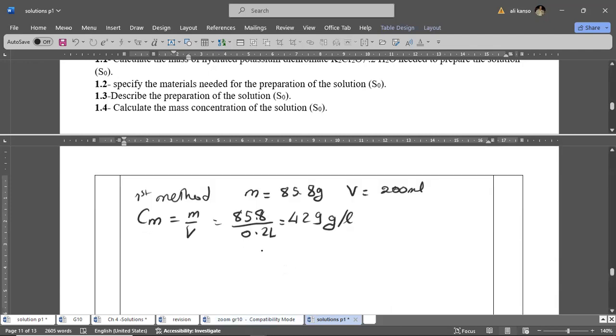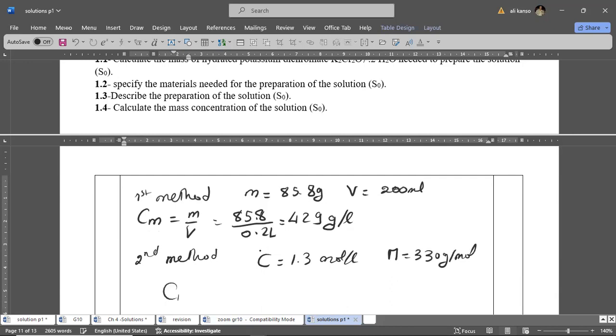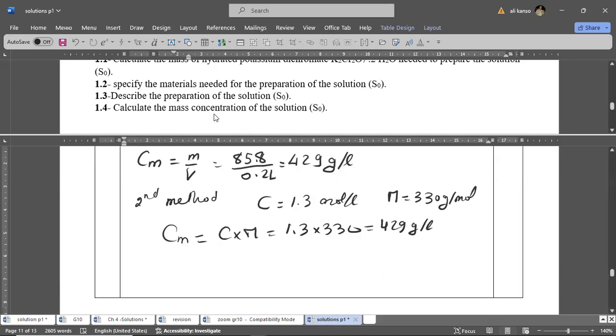Second method: you have the concentration, which is 1.3 mole per liter, and the molar mass, which is 330 grams per mole. C mass is C times the molar mass, 1.3 times 330, and we get 429 grams per liter. Okay? That's the first part. Second part.